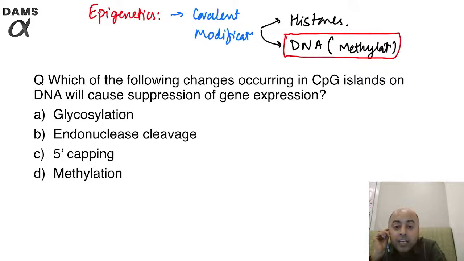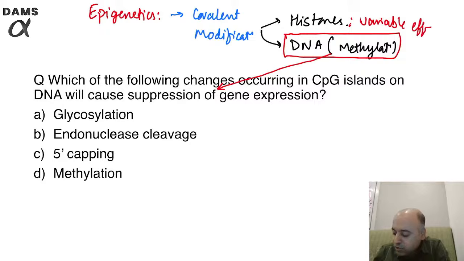This DNA methylation is always going to cause the suppression of gene expression. Whenever there is DNA methylation, it will cause suppression of gene expression. The changes occurring in the histones have variable effects. It depends on which histone is involved, in which chromosome, where it is placed within the chromosome, and how it is getting involved. So the effects of histone modification are variable, but the effect of DNA methylation is always the same, that is suppression of gene expression, sometimes also known as gene silencing.